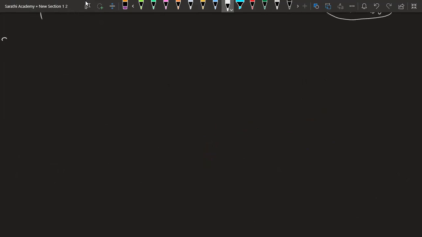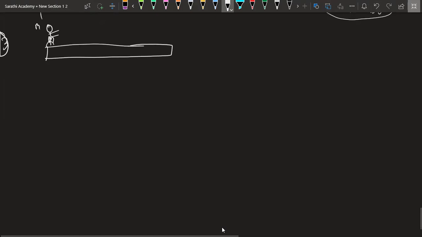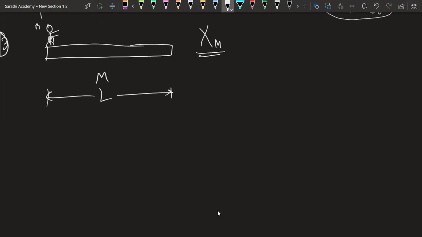Then another interesting question which we deal with in center of mass is, you can pause and write the question. Here is a person of mass m and a plank of mass capital M, and the length of the plank is L. So you have to find out the displacement of the plank with respect to water. Displacement of the plank. So basically you have to find out the displacement of the plank. Okay.